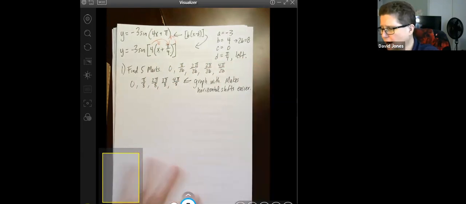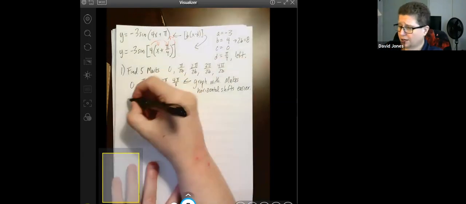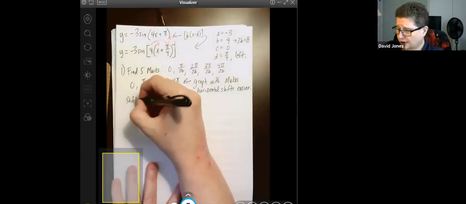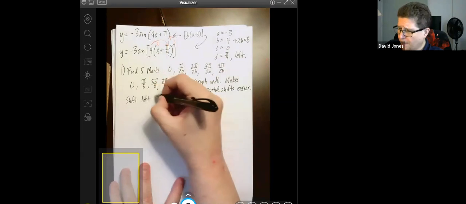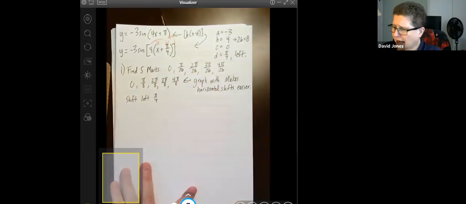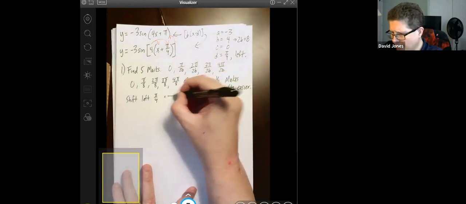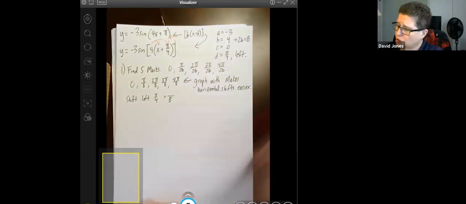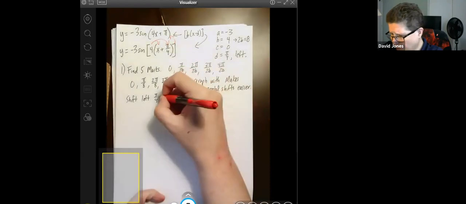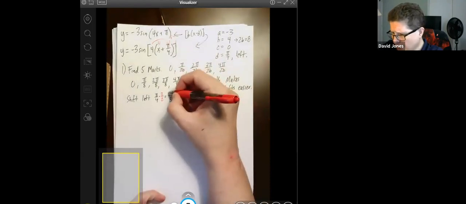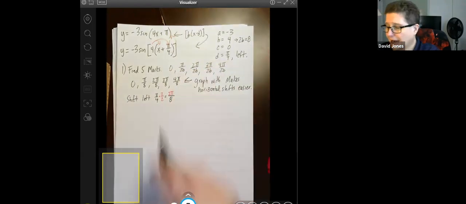And the reason why is, what are we going to shift by? We're going to shift left pi over 4. If I want to get a common denominator with my denominators up here, I need a denominator of 8, which means I need to multiply by 2 over 2. I'm going to shift left by 2 pi over 8. And that makes it easy.